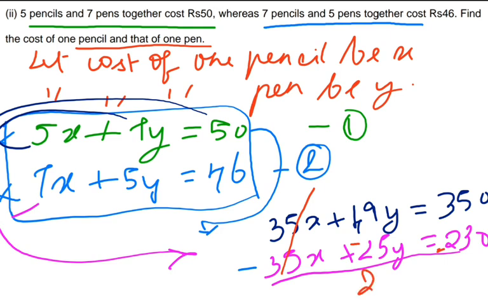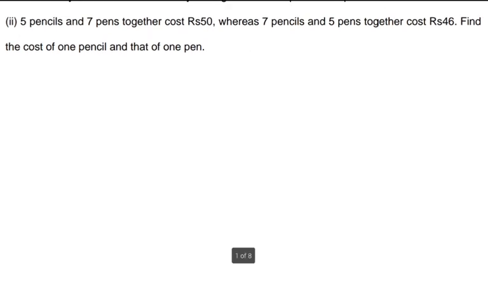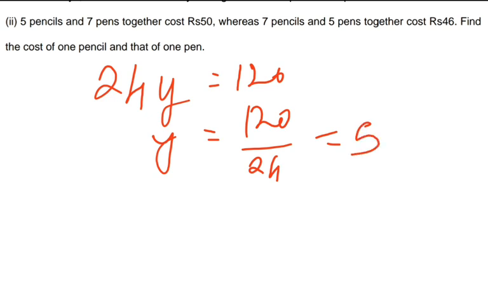will be 24y is equal to 120. So we got 24y is equal to 120. If we take 24 to that side, it will be divided, so y will be equal to 5. So the cost of one pen is equal to 5, because we took the cost of one pen to be y.